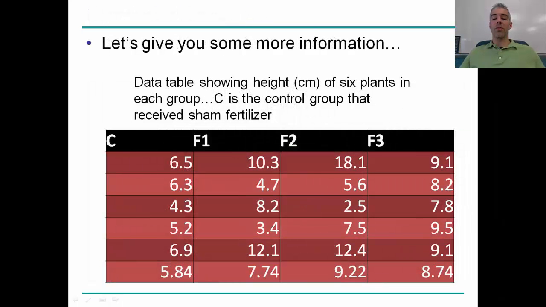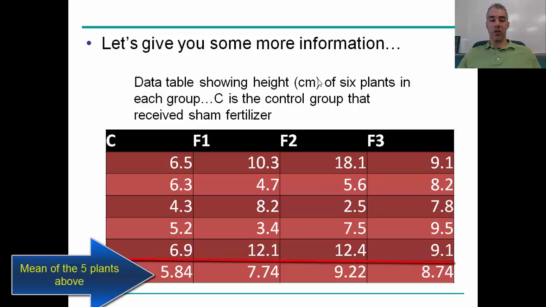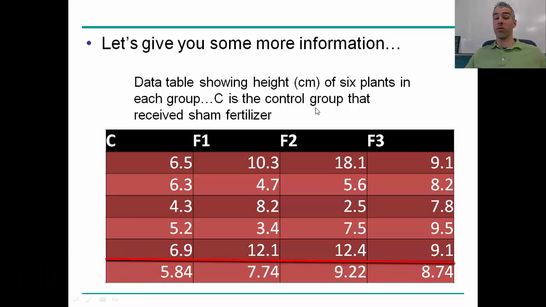But let me give you some more information. I want to see if you have the exact same kind of idea, or if you believe the same thing. Not that belief really matters in science, you need data. So let's look at that. The data table showing the height of 6 plants in each group. C is the control group, as we said before, that received a sham fertilizer, which wasn't a real fertilizer. And now we have the raw data. I want you to look at them and tell me which one you think probably works the best now. I'm going to give you a few seconds. You can pause the video if you really want to look at the data.